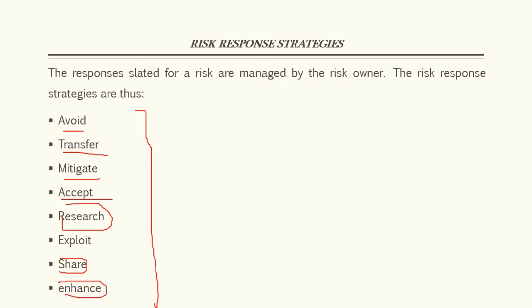But research, exploit, share, and enhance, normally we use these strategies for risk that will have a positive effect on the project, whereas avoid, transfer, mitigate, and accept, we use for risk that will have a negative effect.